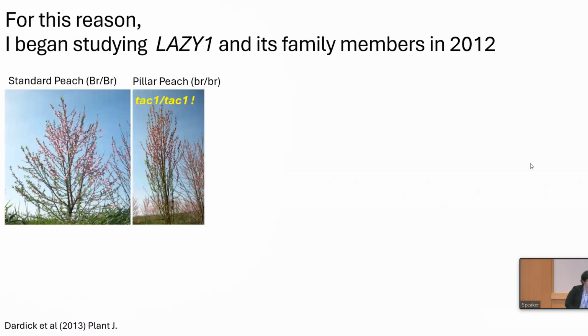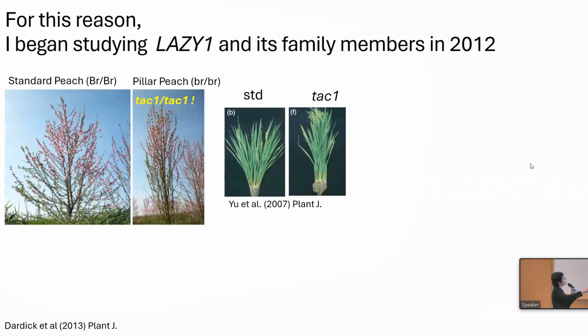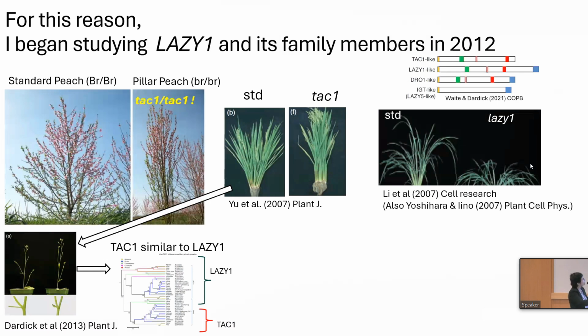So for this reason, I got interested in LAZY very long ago, when there were just a few papers about it. And it came from my postdoctoral research project where I helped identify that this pillar peach tree here actually has this architecture because it has a homozygous mutation in TAC1, which we then found two papers, maybe 2 or 3 on TAC1, where it has a narrower tiller angle, and connected it bioinformatically to LAZY, which we've heard all about. TAC1 has the opposite phenotype. You have much narrower lateral branch angles.